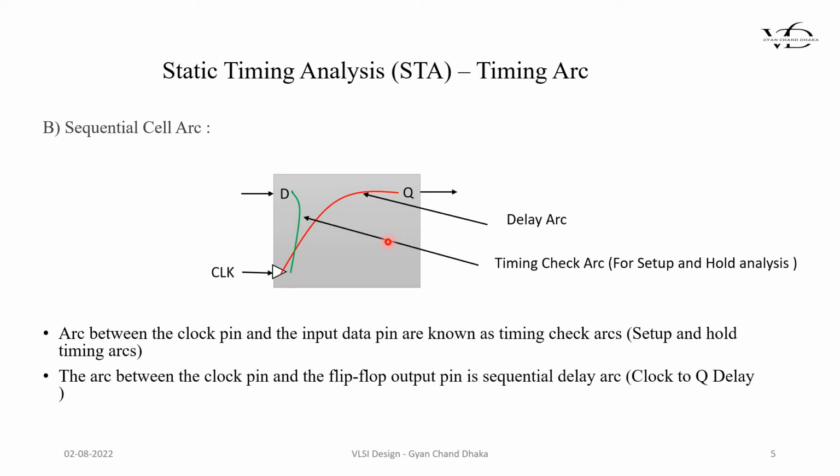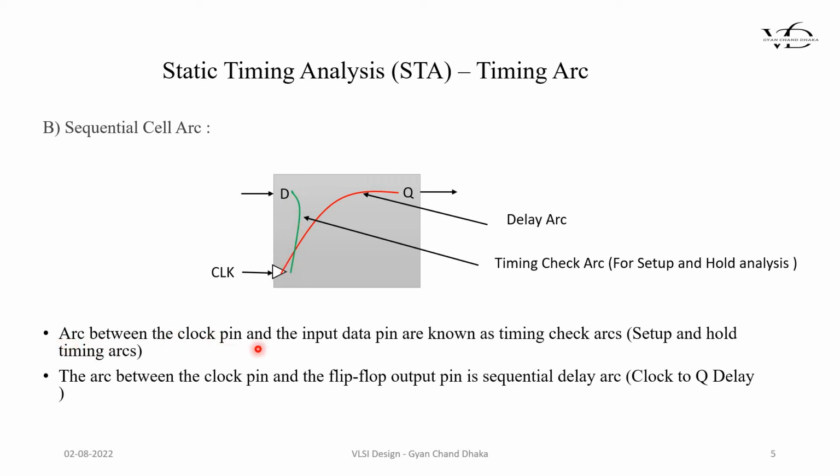Another timing arc present in a sequential element is between the clock and the input D pin. This arc is basically used to get the information about the setup and hold. We call it a timing check arc because these arcs are used to get timing constraints information, setup and hold information. For example, what is the setup time and what is the hold time of this flip-flop. This arc is responsible for providing that information.